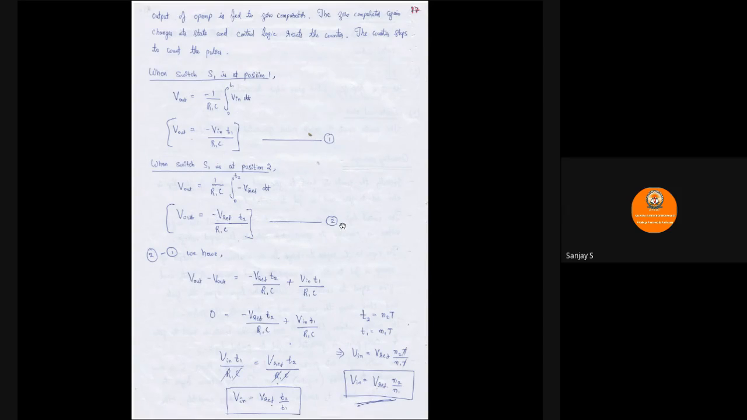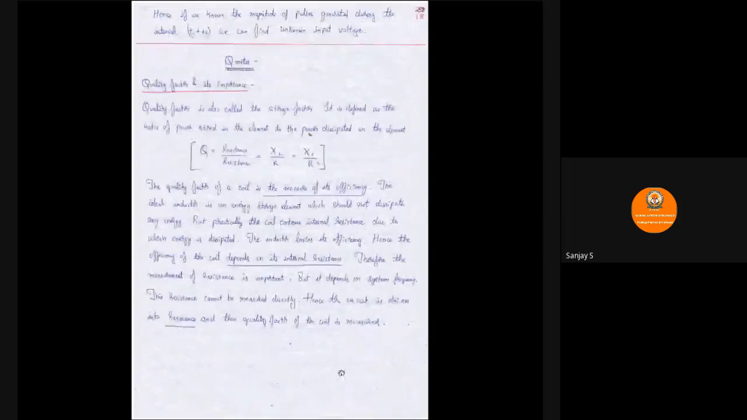So subtract 1 from 2. 2 minus 1, we have V out minus V out on LHS. RHS: minus V reference T2 by R1C plus V in into T1 by R1C. So we have V in into T1 by R1C is equal to V reference into T2 by R1C. So V in is equal to V reference into T2 by T1. T2 can be substituted with N2 multiplied by capital T, and similarly T1 time duration can be written as N1 into capital T. It gets cancelled out. So V in is equal to V reference into N2 divided by N1.